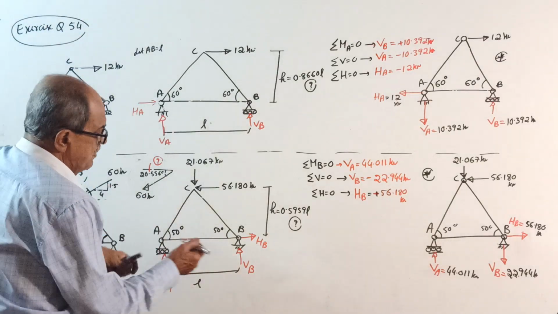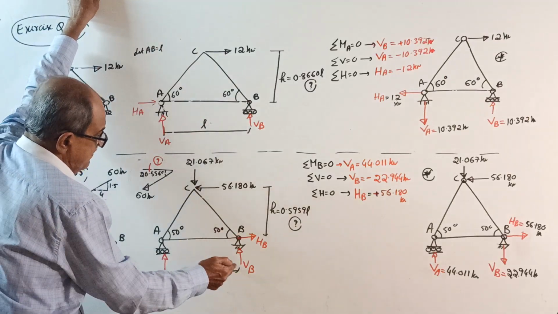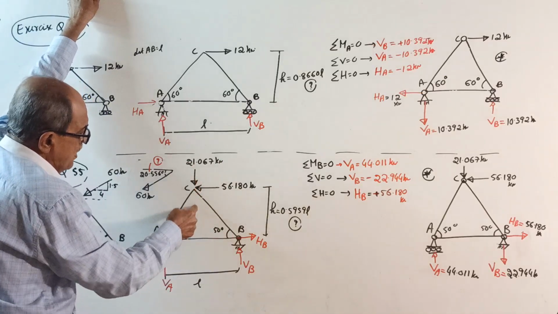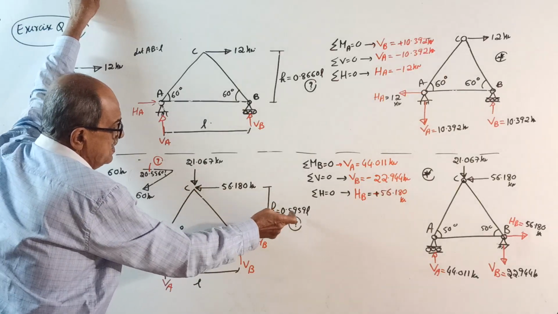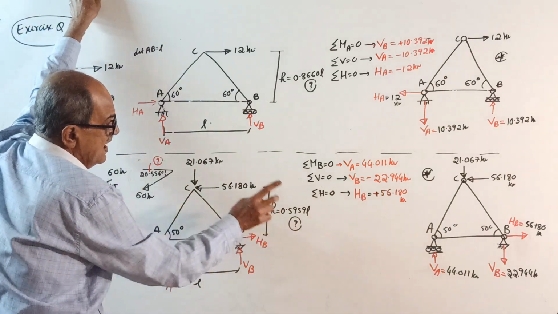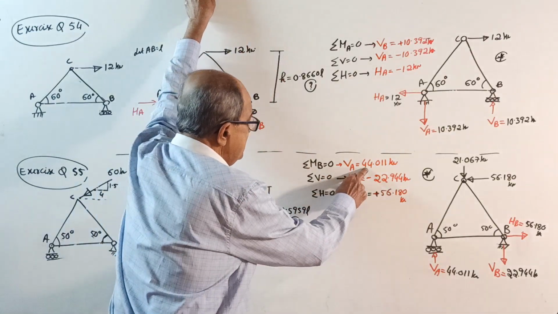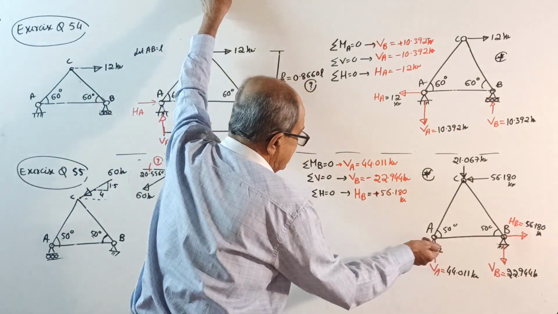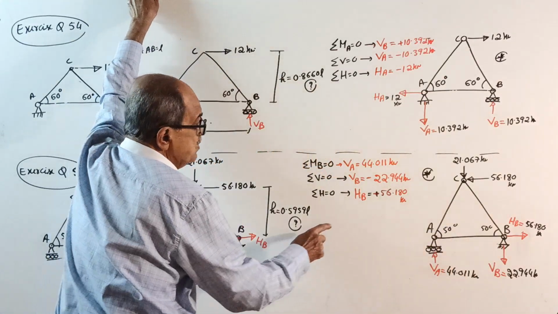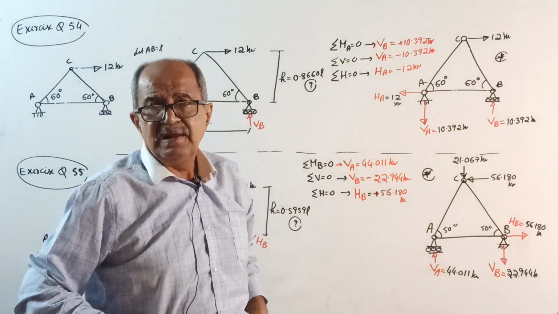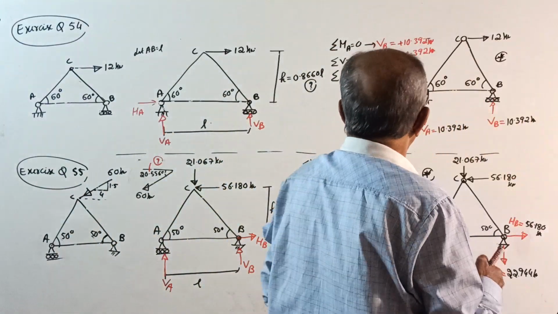Now, take moment about B. Why B? Where more unknown is there. See here. Plus VA into L minus 21.067 into L by 2 minus 56.180 into height. So get the height in terms of L. I have written the answer here. Your VA will come, VB will come, and HB will come. See, VA came positive, so correct, enter the same direction. VB came negative, enter opposite. HB got positive, enter the same. Now, ready for calculation, I will do my duty now. That is, getting the answer for this question.